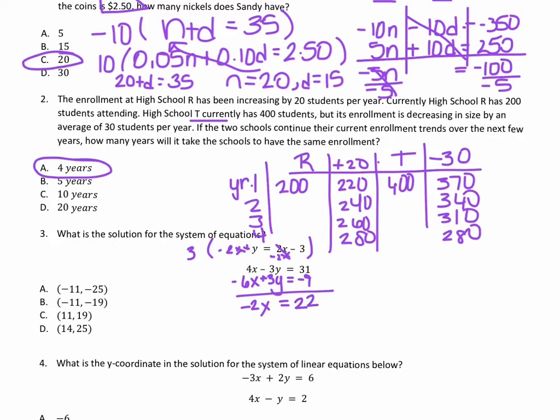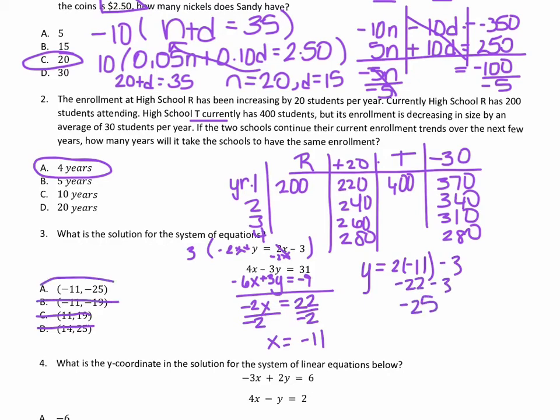So it gives me negative 2x equals 22. Divide by negative 2. X equals negative 11. So that's x. So right away you know C and D are wrong. Now substitute it back in, and I'm going to go ahead and do it to the first. Y equals 2 times negative 11 minus 3. So it's negative 22 minus 3 is negative 25. So A is the correct answer.